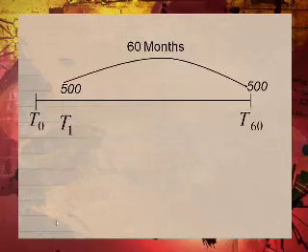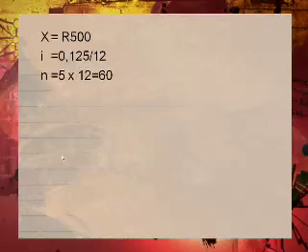So I just came up with the timeline. It's a simple one, you don't actually need it, simple one with MathLit. Your first payment of 500 is after T1. Remember, from here to there, it's a gap of a month. Right up to the last one at the end. Can you see that from T1 to T60, you'll have 60 payments of 500? So when you answer that question, X is 500, I is 0.125 divided by 12, and N is 5 times 12, which is 60 payments. That is your N.